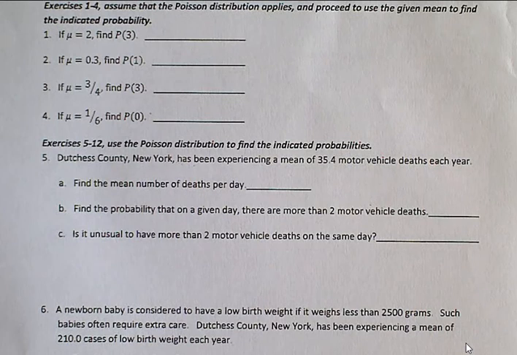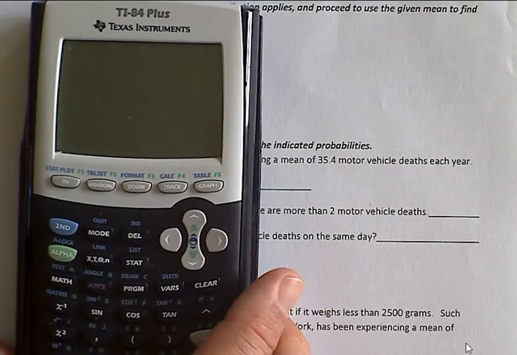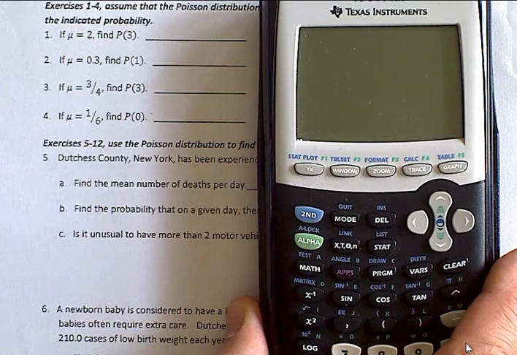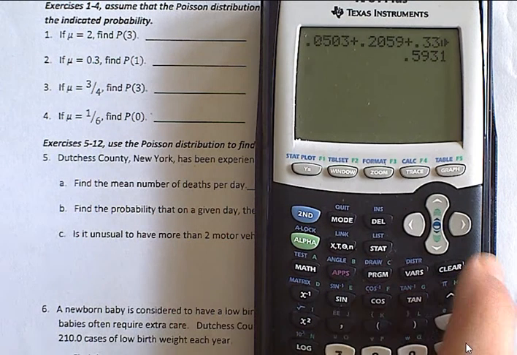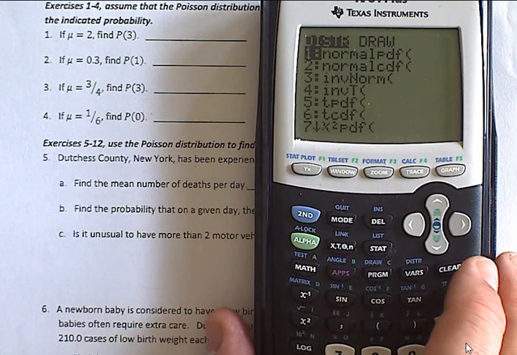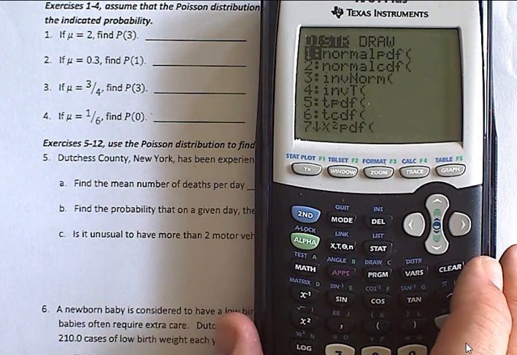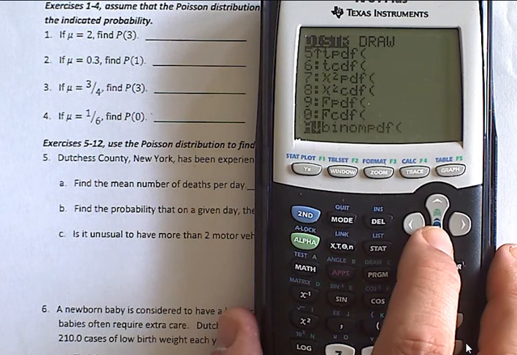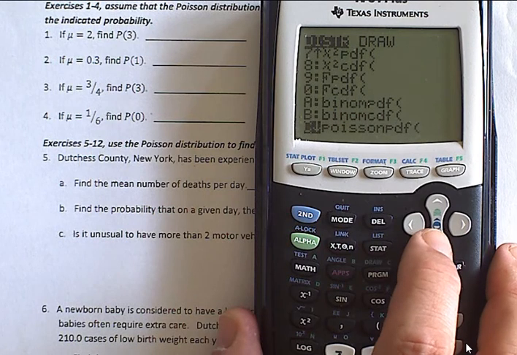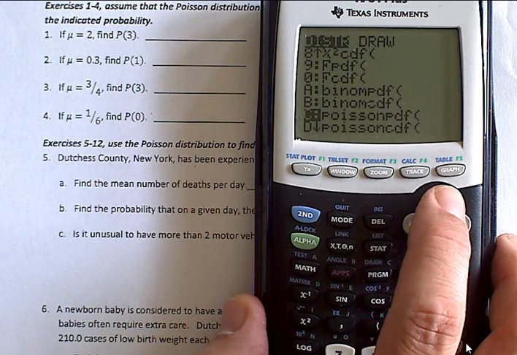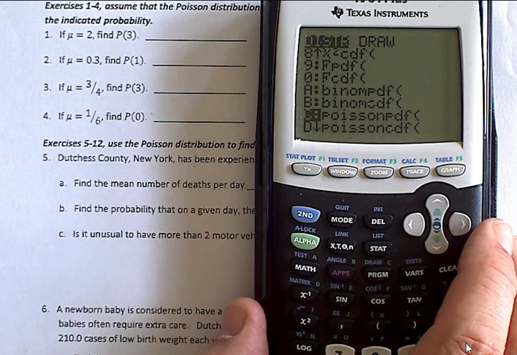Okay, so again, on your calculator, here is my list of distributions. I'm going to go down. We had the binomials right here. Immediately following are Poissons. So there's 2 of them there. We want that first one, Poisson PDF. So I'm going to press that.